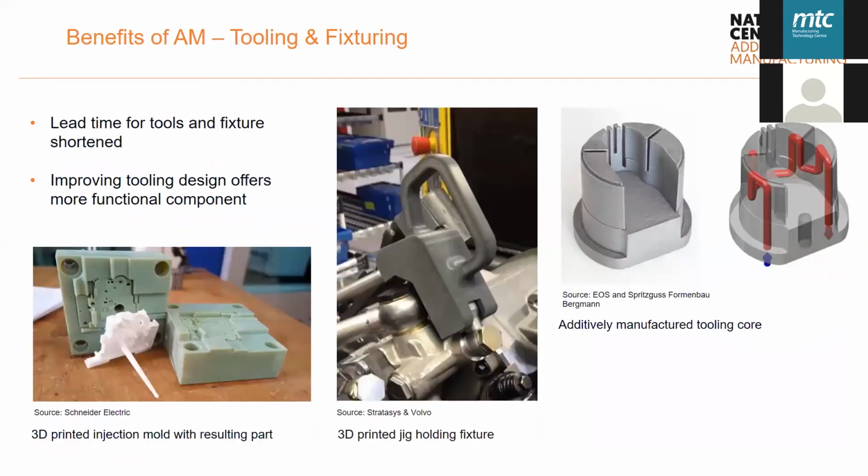AM can also be used for tooling and fixturing, and that can have a benefit to your company. So reducing lead times for tools and fixtures that are required is a benefit, because again, it reduces potential manufacturing times, or reduces potential prototyping durations. You can see over here on the right hand side, this tool has also got integrated cooling channels, which improves the service life of this component in industries such as the injection molding industry for both polymer and metal.